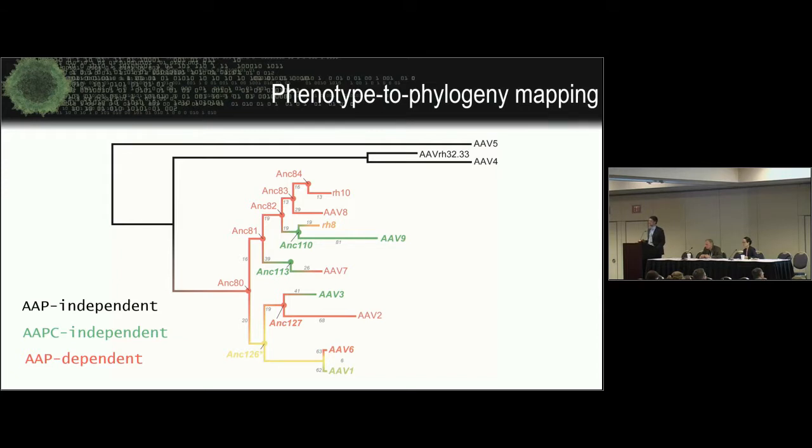We can now overlay these phenotypes, this assay, on a phylogenetic tree, and in red you can see AAP dependency, and in green what we call AAP-independencies. And now one can go to these junctions where red turns into green to interrogate how AAP interacts with that capsid. And we call it branch D, branch I.